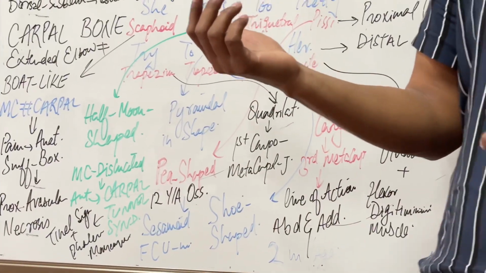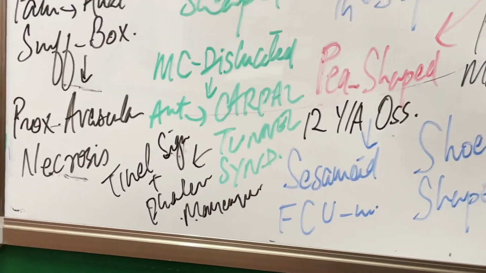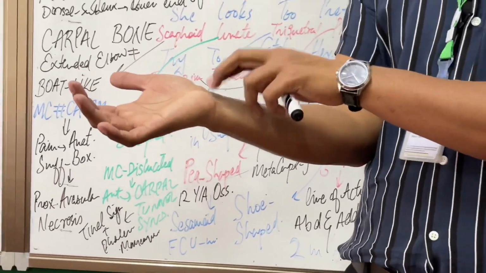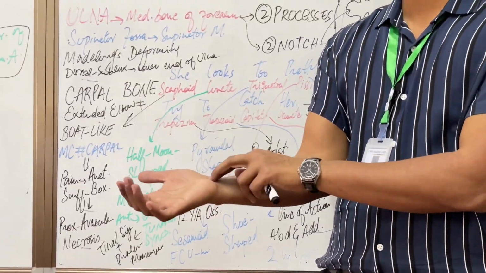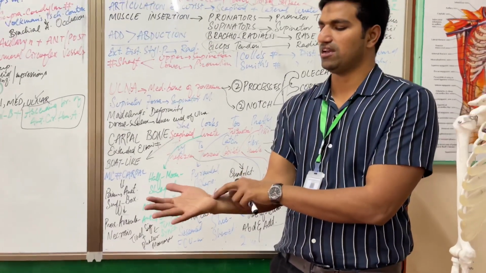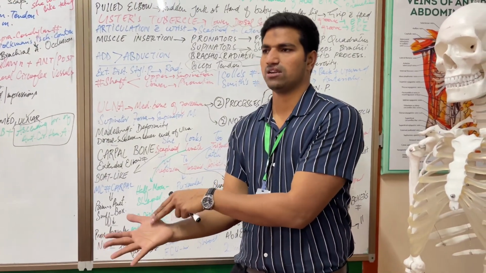There are two signs: Tinel's sign and the Phalen maneuver. What happens in Tinel's sign? We compress the wrist joint. If the median nerve is already compressed, by tapping or striking at the wrist joint, what will happen? This area will go to numbness or tingling or weakness at the end.